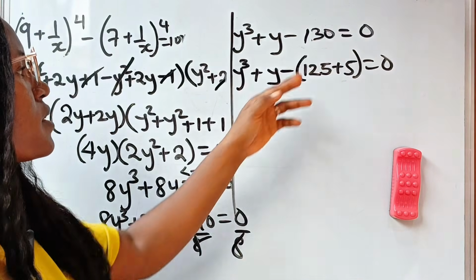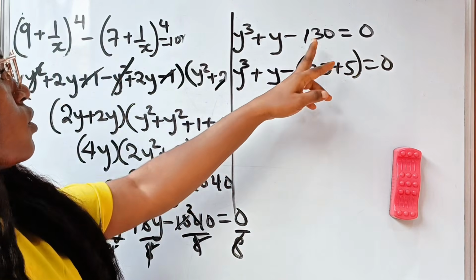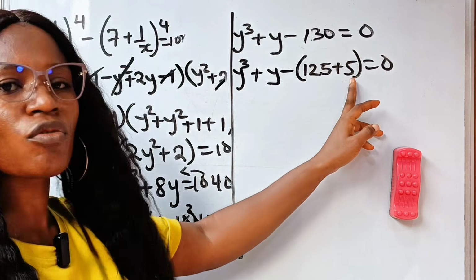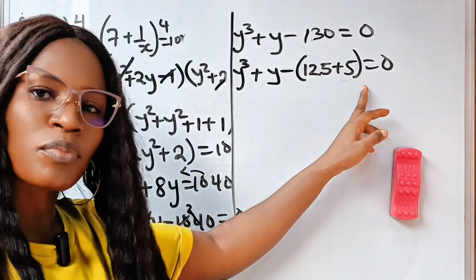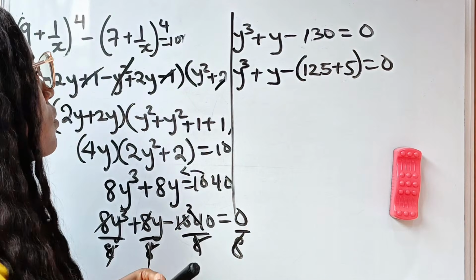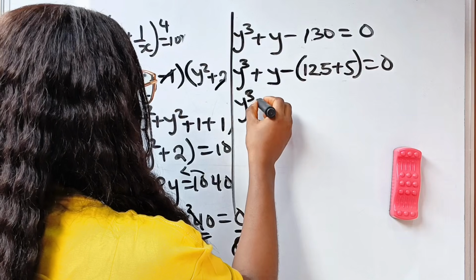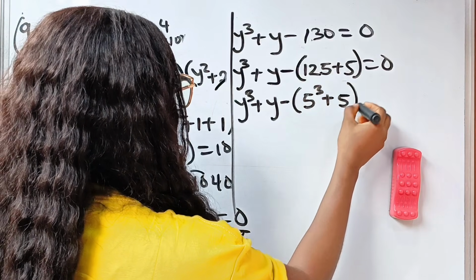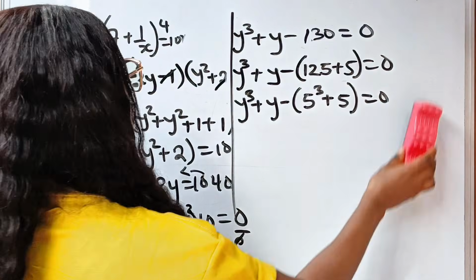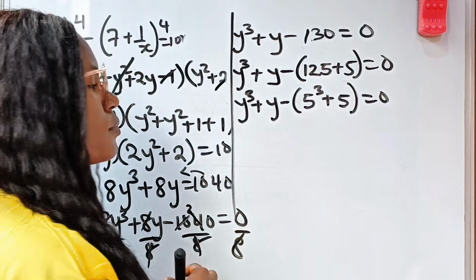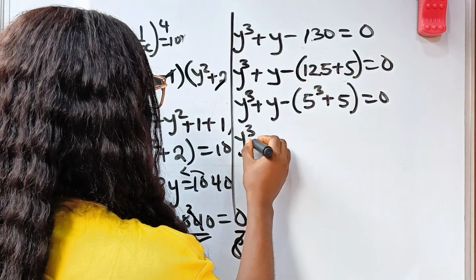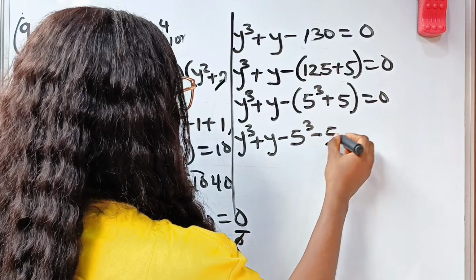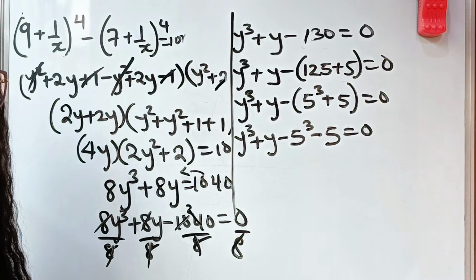Now, how did I notice that something is wrong here? Notice that we have y to the power of 3 plus y, so we need something raised to the power of 3 plus itself as well. And this is 5 to the power of 3 plus itself, which is 5. Okay? All right, so we have y to the power of 3 plus y minus 5 to the power of 3 plus 5 is equal to 0. So if we open this bracket, we will have y to the power of 3 plus y minus 5 to the power of 3 minus 5 is equal to 0.